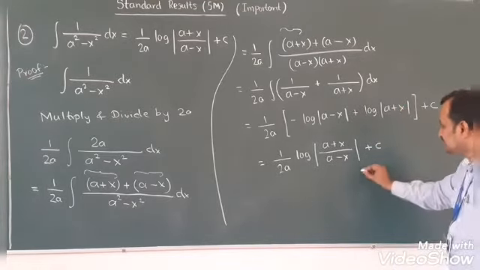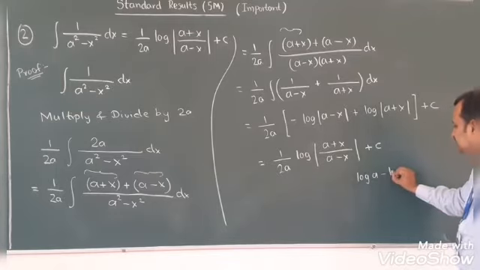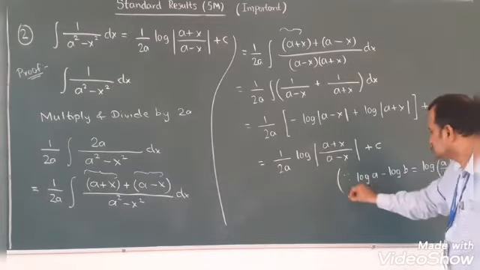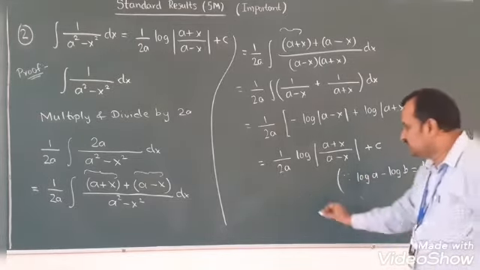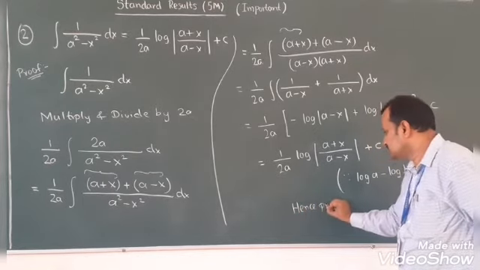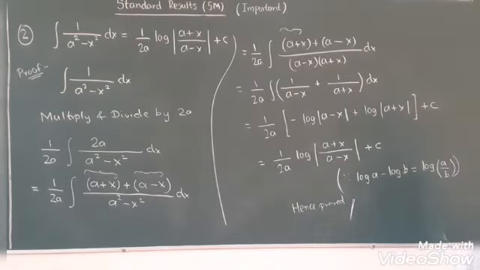So which result do I apply here? We know that log a minus log b is equal to log of a by b. So here we can say hence. I hope the steps are clear. Let us see one more result.